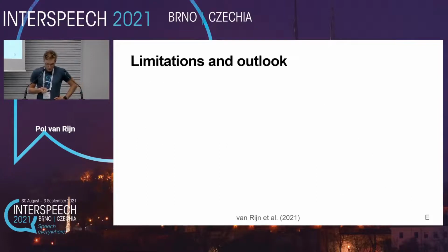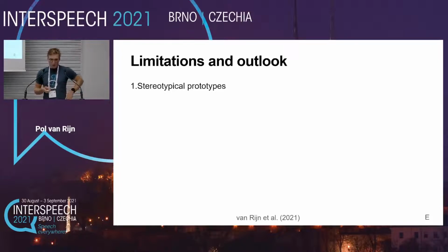However, there are a few limitations of our work. First, while those produced recordings are well recognized, they might be very stereotypical and might not fully represent how emotions are communicated in real life. This issue could be addressed by replacing emotion labels with scenarios of real life situations.